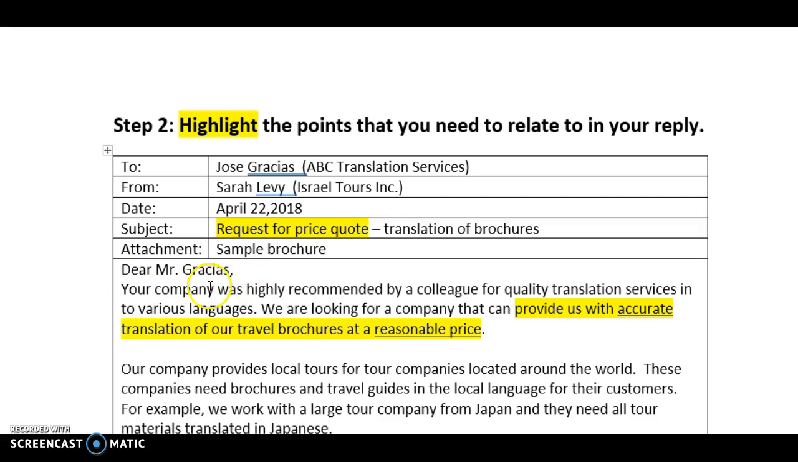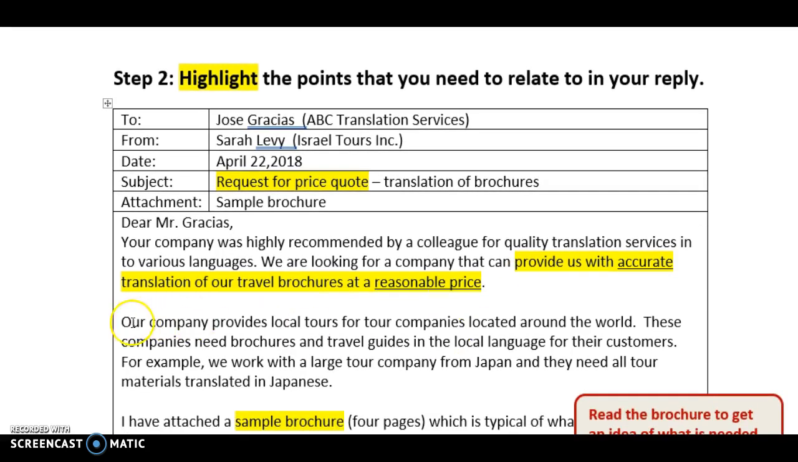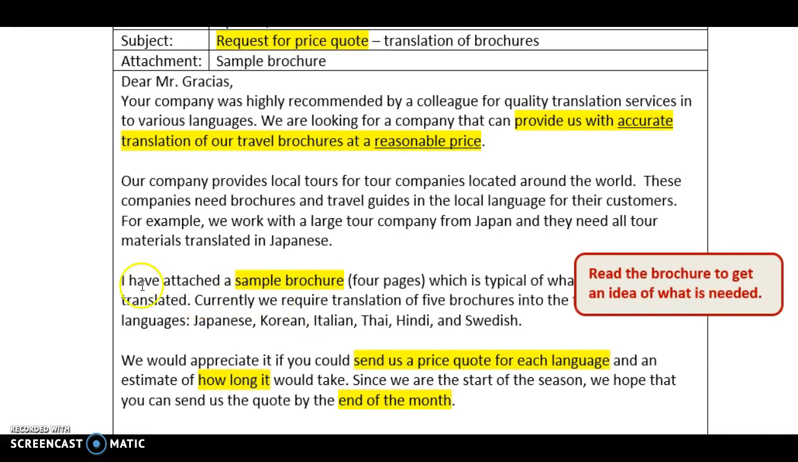So, dear Mr. Gracias, your company was highly recommended by a colleague for quality translation services into various languages. We're looking for a company that can provide us with accurate translation of our travel brochures at a reasonable quote. So they want accurate, they want a reasonable price. So this is what we need to see if we can do. Our company provides local tours. So this is giving me some information and background about the company. So that helps me understand what the client wants. Then he tells me I have attached a sample brochure.